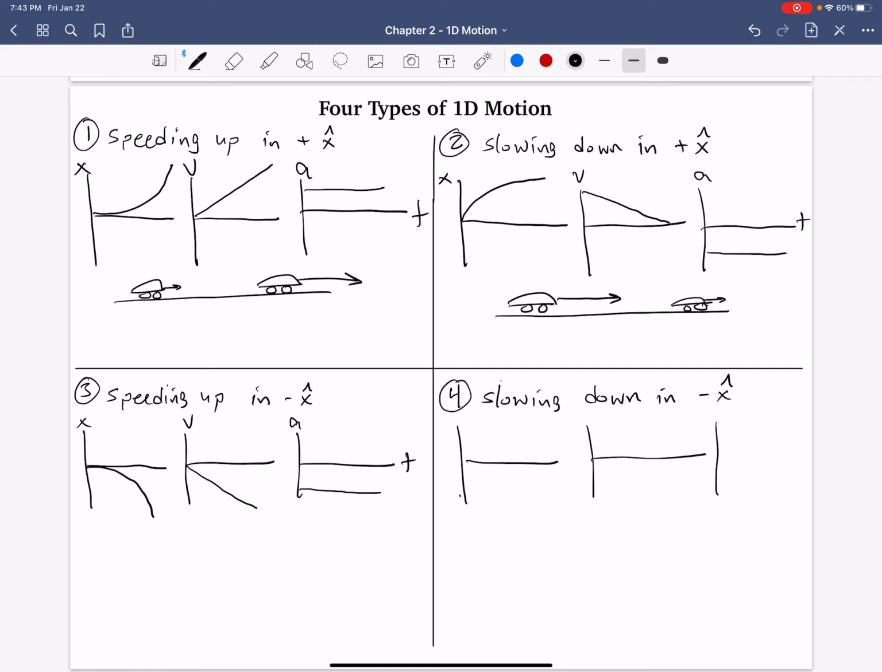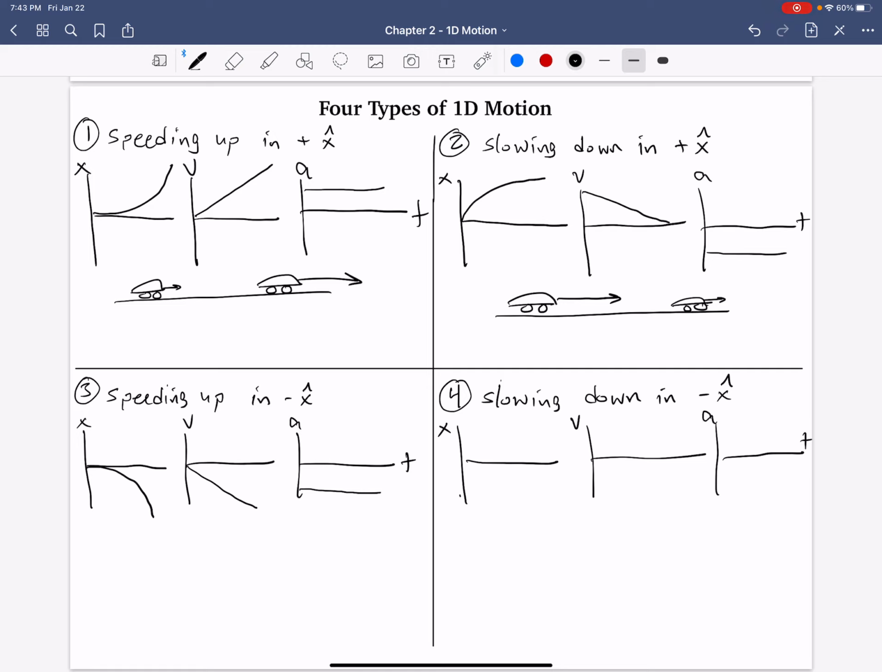And it's okay if these 3 and 4 are confusing, right? We're not used to thinking about accelerations in the negative direction. That's not very intuitive, right? So that's why I'm making this video in the first place.